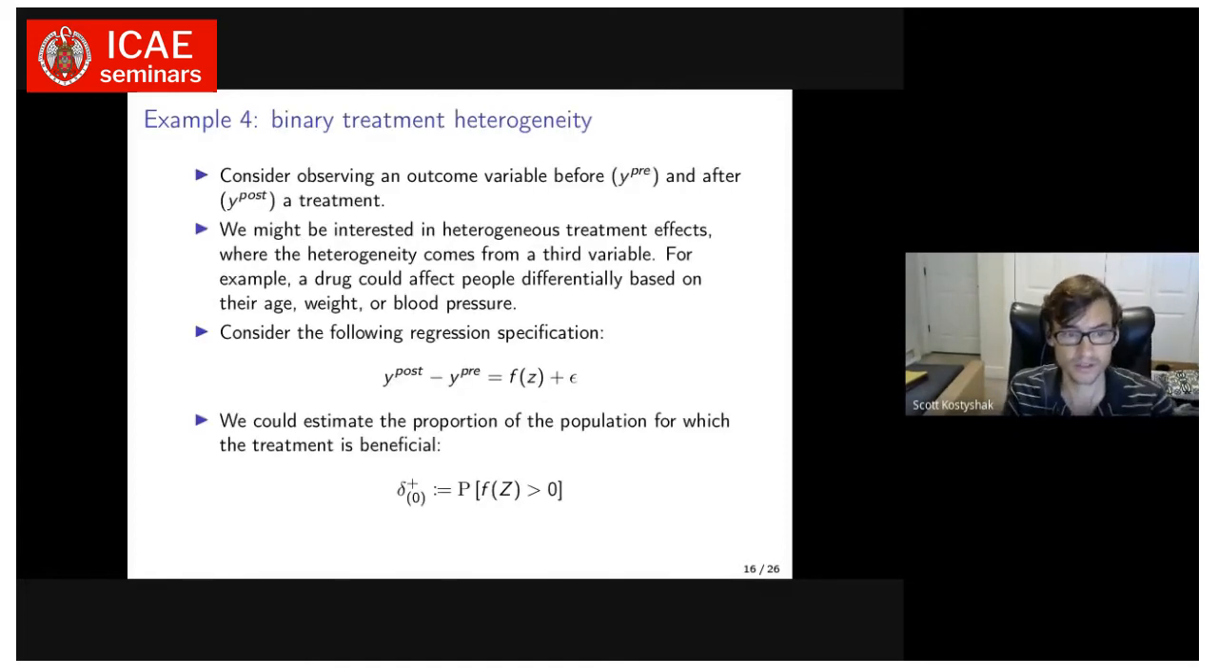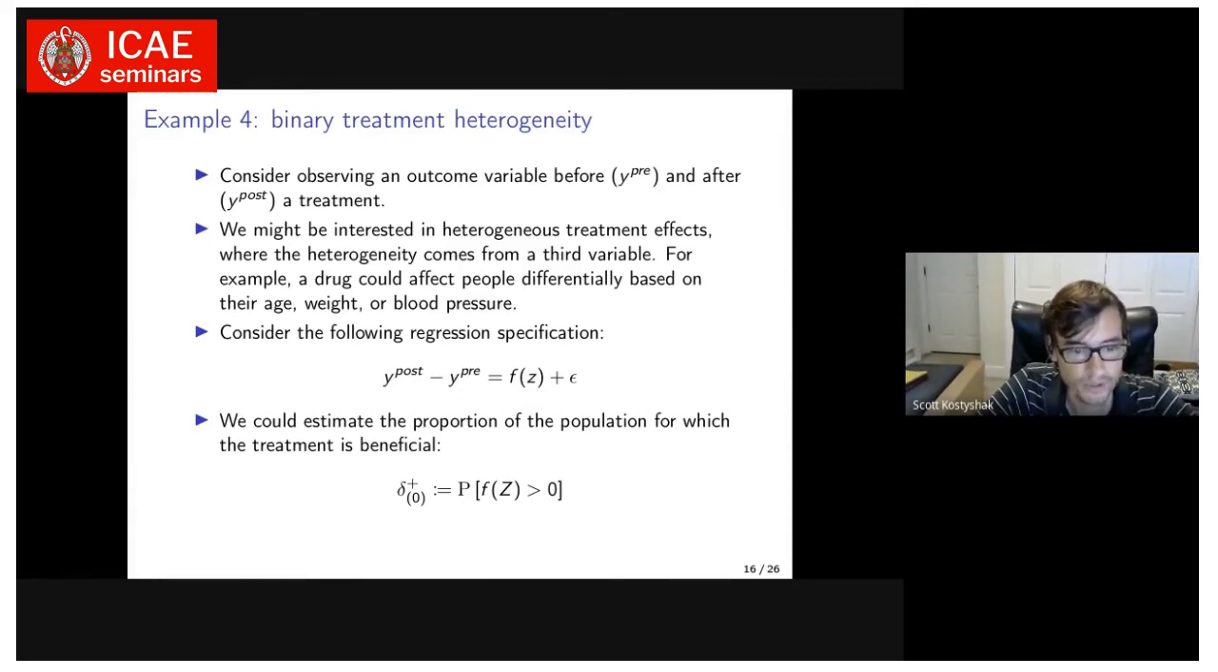And let's talk about another example, a binary treatment example. We can extend this to a continuous treatment, but it's simpler to think about in terms of binary. So suppose we observe an outcome variable before and after treatment, and we want to explore the heterogeneity of the treatment effect. So suppose there's a drug or a vaccine or whatever it may be, whose effectiveness depends on someone's age or their weight or their blood pressure, right? There are heterogeneous effects. And we can explore that.